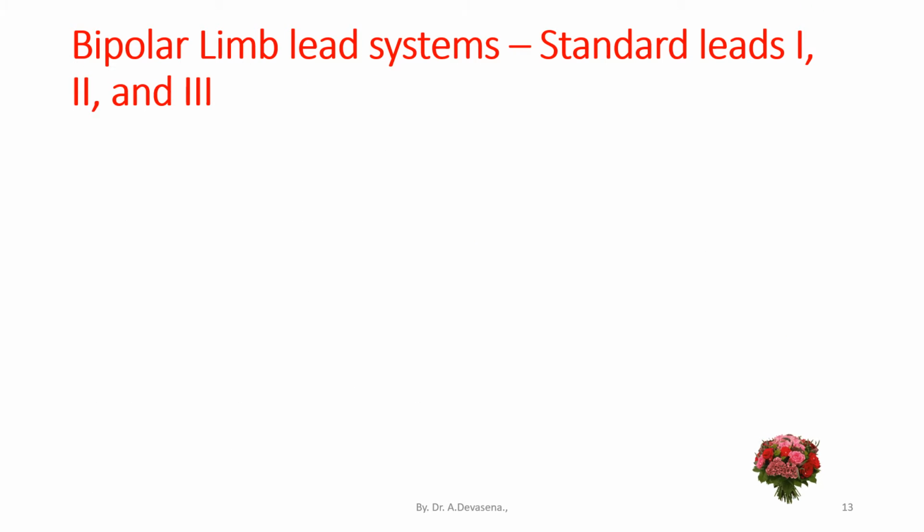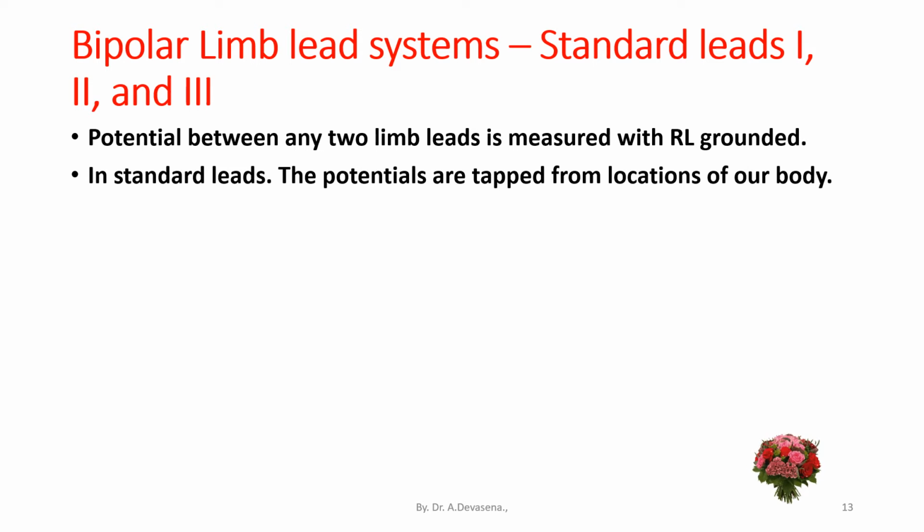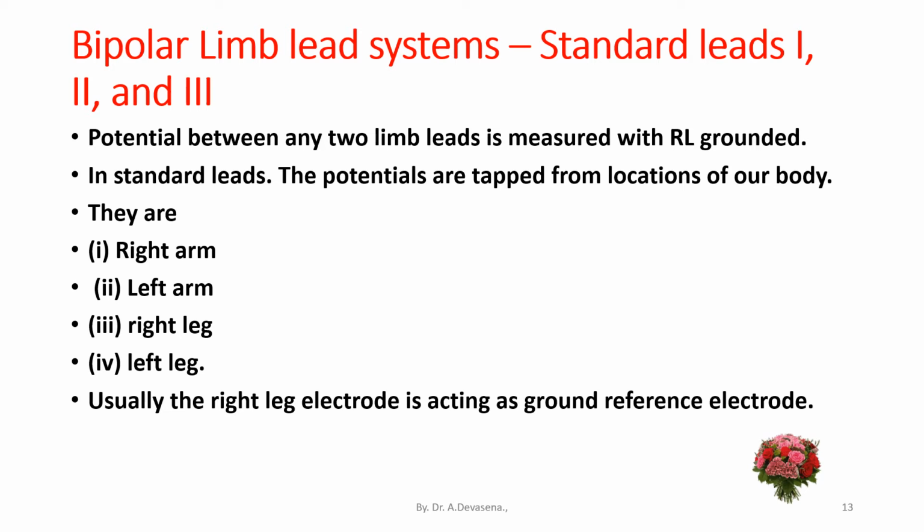Bipolar limb lead systems, that is standard leads 1, 2 and 3. Potential between any two limb leads is measured with the right leg grounded. In standard leads, the potentials are tapped from four locations of our body. They are right arm, left arm, right leg, left leg. Usually, the right leg electrode acts as the ground reference electrode.